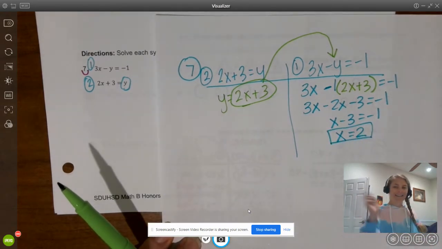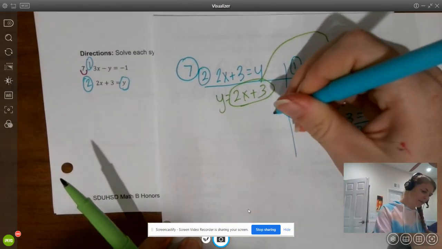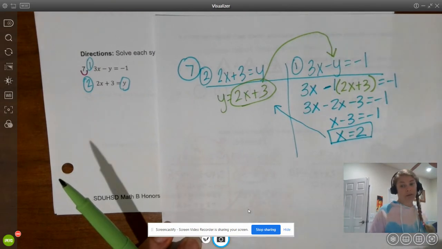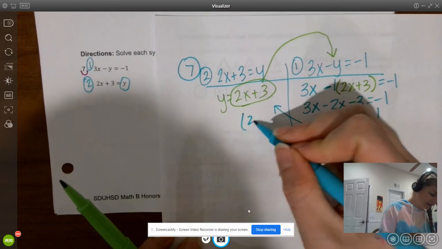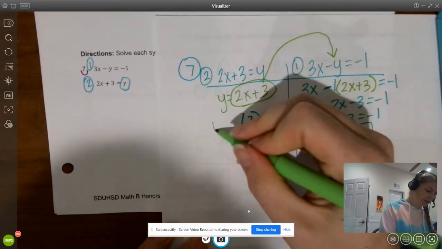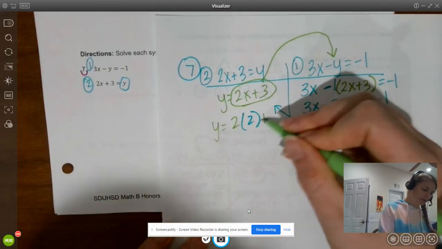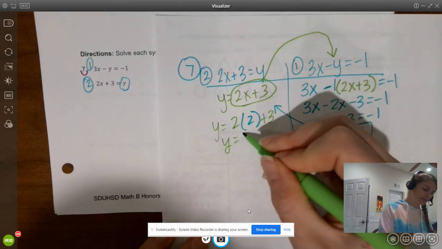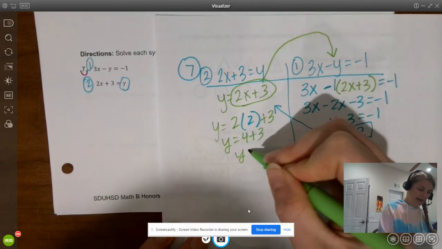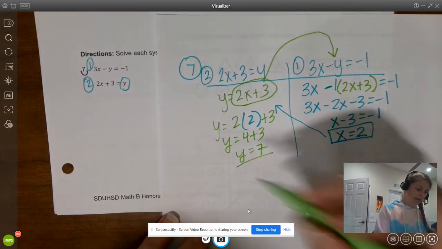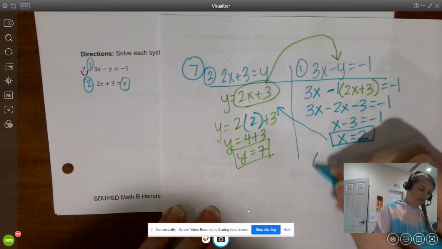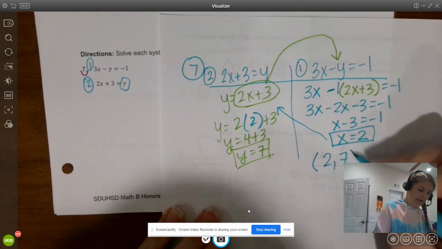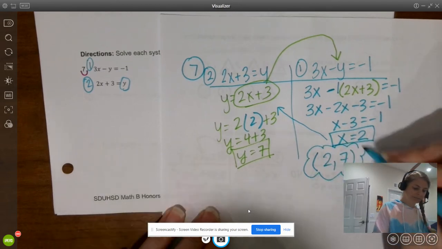Remember, though, you're not done yet. Your answer is an ordered pair, or no solution, or infinitely many solutions. So from here, I know my x value is 2. So I know that y is equal to 2 times 2 plus 3, order of operations, multiply first, then add, and y is equal to 7. But we're not done yet.